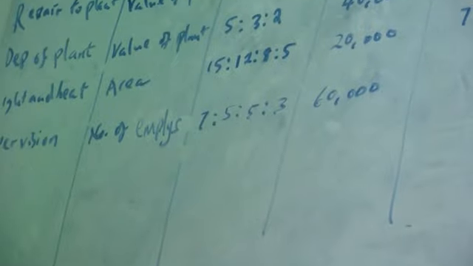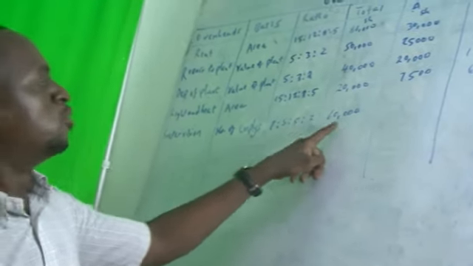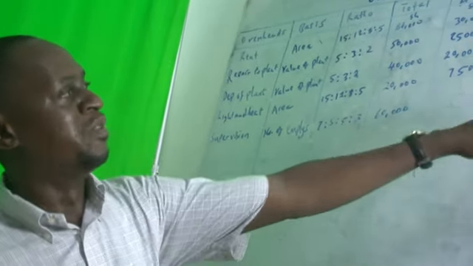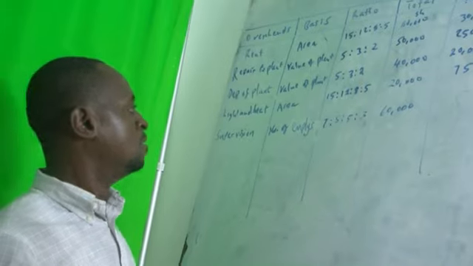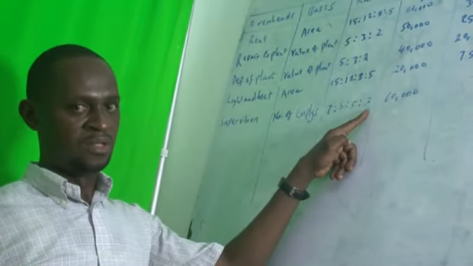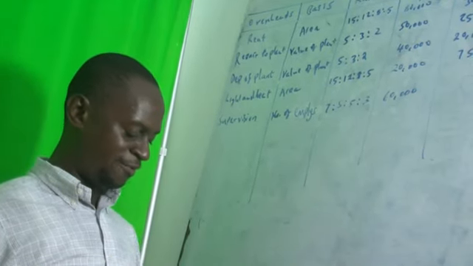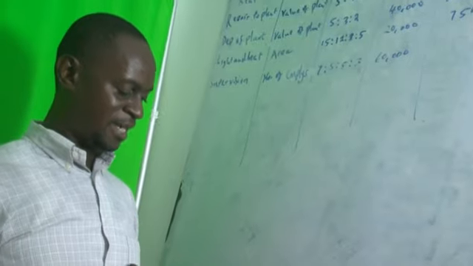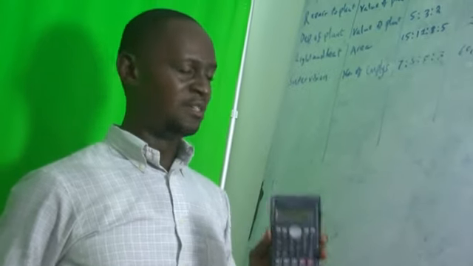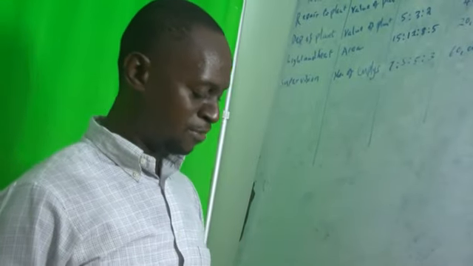The total overheads on supervision is 60,000. So let's reapportion this 60,000 among the 4 departments. The first thing you need to do is to get the total of the ratio. So we have 7, 5, 5, 3. That gives us 20. Now we start with department A.